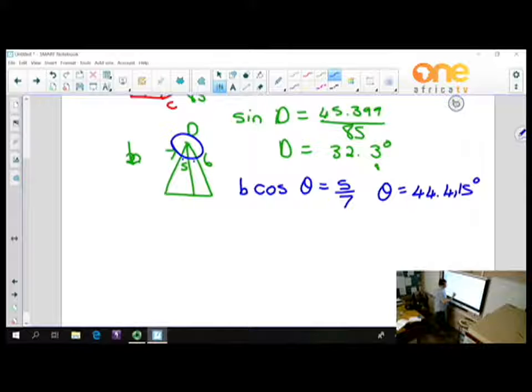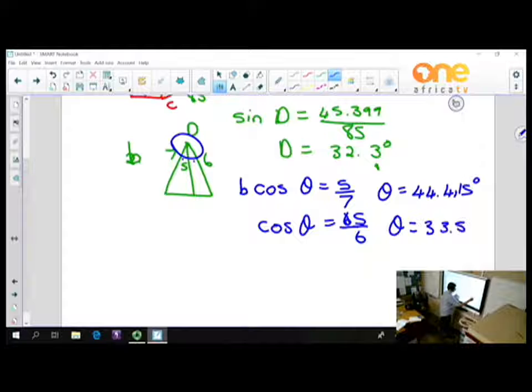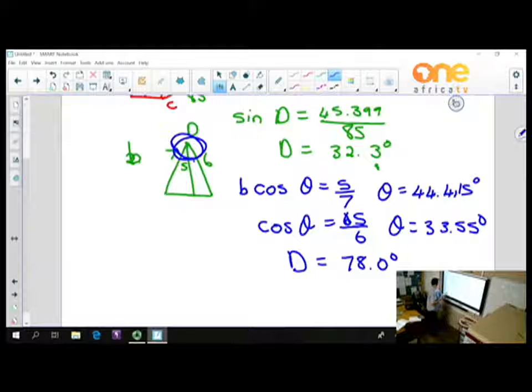Now we go over to this one. It's also that included angle. It will again be cosine theta, but this time it's 6 over, no, it will be 5 over 6, because this is your hypotenuse in this case. Second function cosine, theta is 33.55 degrees. If I add my 2 to get that big angle there, I can say that angle D is 78 degrees, rounding to 1 decimal place.